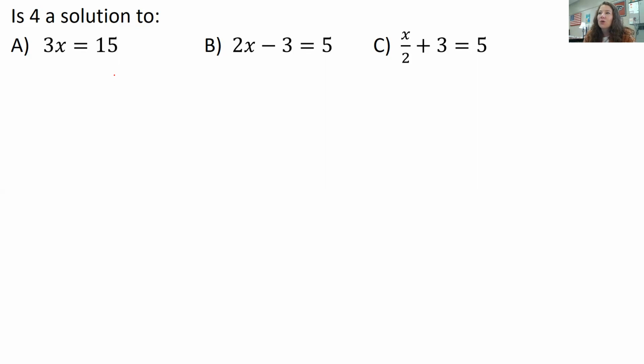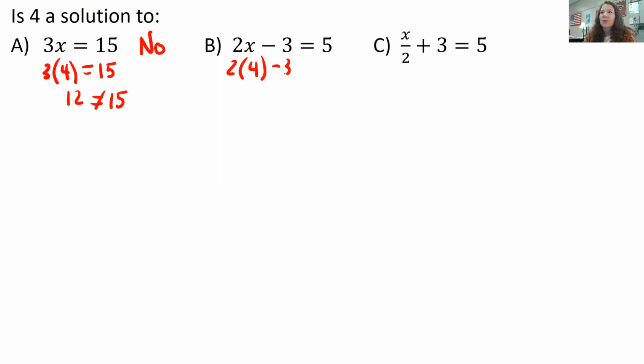So the first question is basically a yes or no question. We're going to plug in 4 for the unknown value, which we're calling x, which is our variable. So we're multiplying 3 times, substituting 4 for x. Is this statement true? Does 3 times 4 equal 15? Well, no, of course it doesn't. So is 4 a solution to letter A? The answer is no.